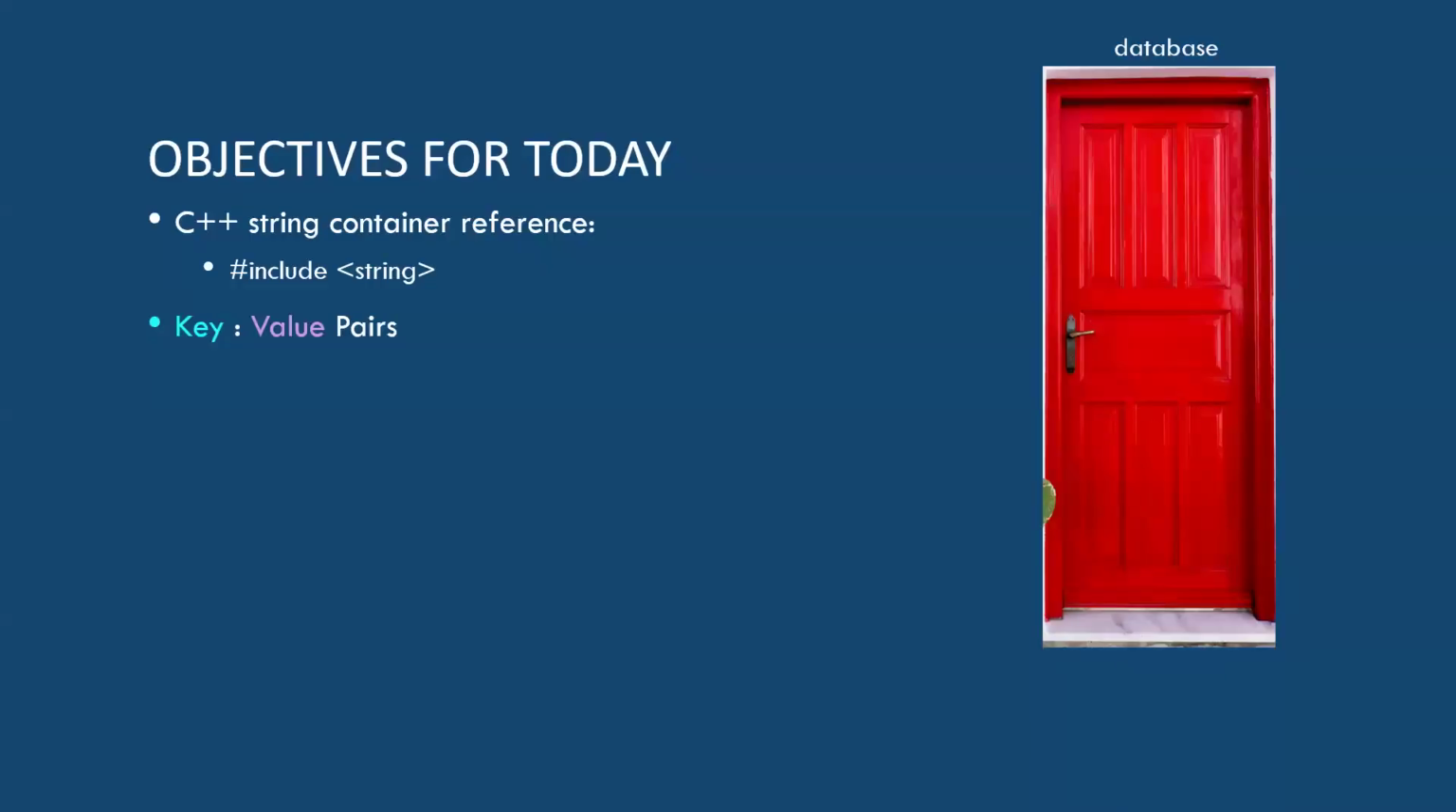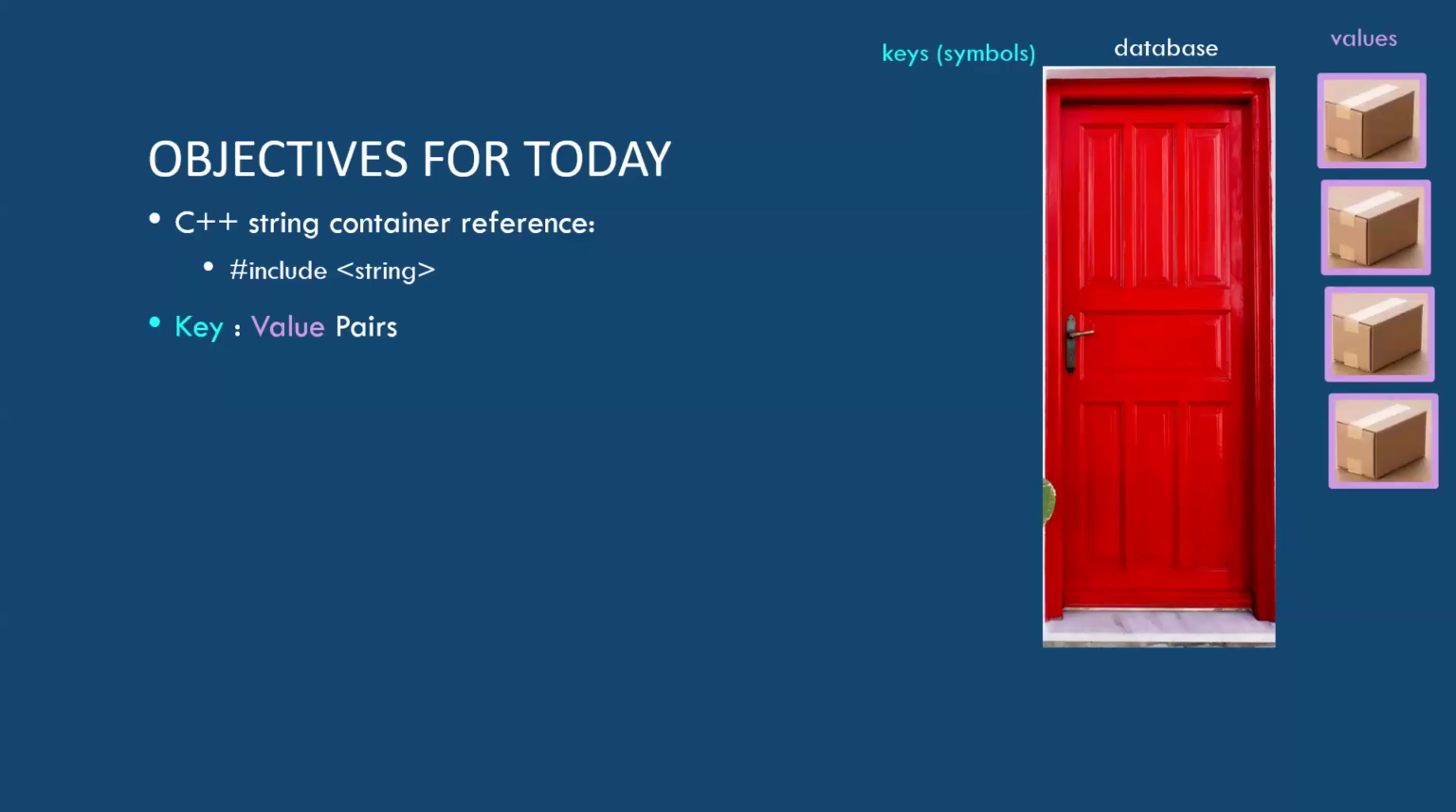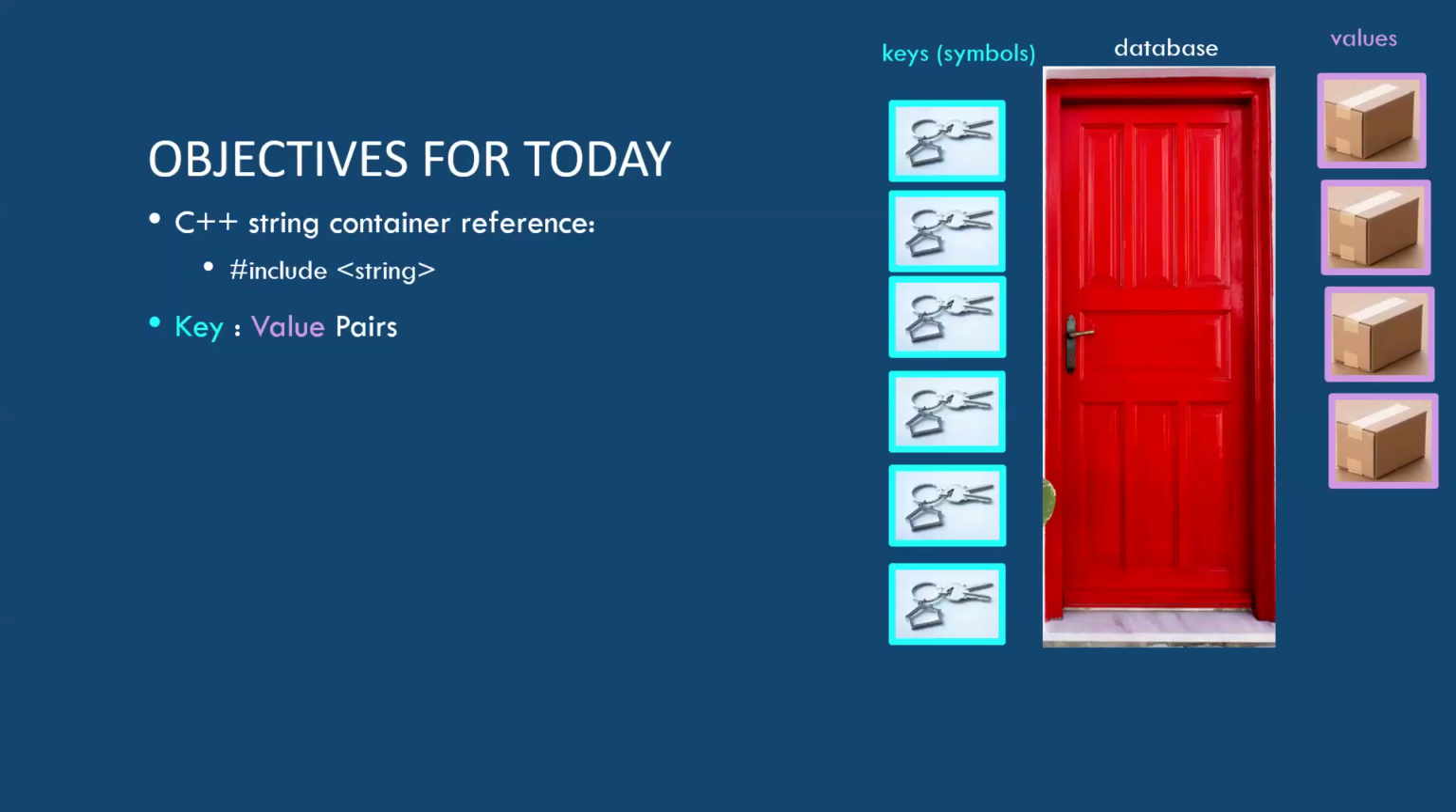A lot of times I like to think of it as a doorway that I can't really see through. It's got no windows. You come knock on the door and you ask for something, and the thing we ask for is the key, and the package that gets delivered to us, if we have a key that matches a package, is the thing that we get back. That's what we call the value.